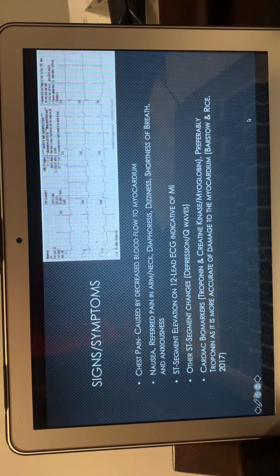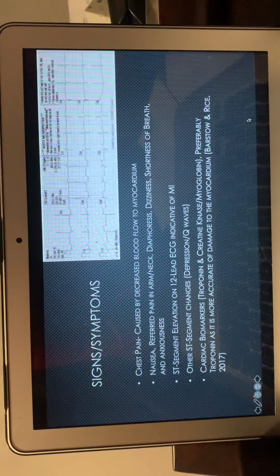So some of the more common signs and symptoms: chest pain, which is overall caused by decreased blood flow to the myocardium, lack of oxygen. Some other ones just vary by each patient: nausea, referred pain in the arm and neck. The referred pain just means the pain's not actually caused by an issue in that arm or neck, but it's referred from something else, such as lack of blood flow to the heart. Diaphoresis, dizziness, shortness of breath, as well as anxiousness can all be different signs and symptoms. Of course, that all varies on each patient and their own scenario.